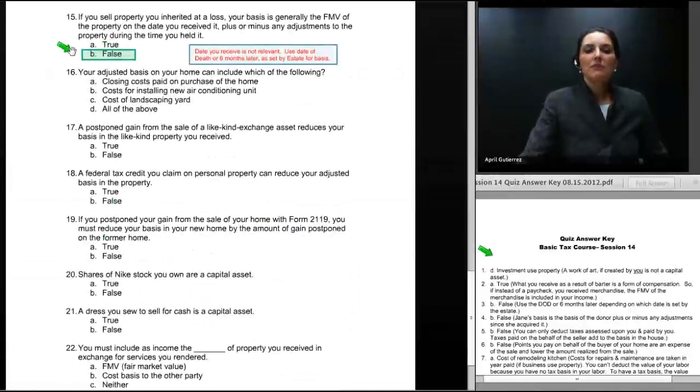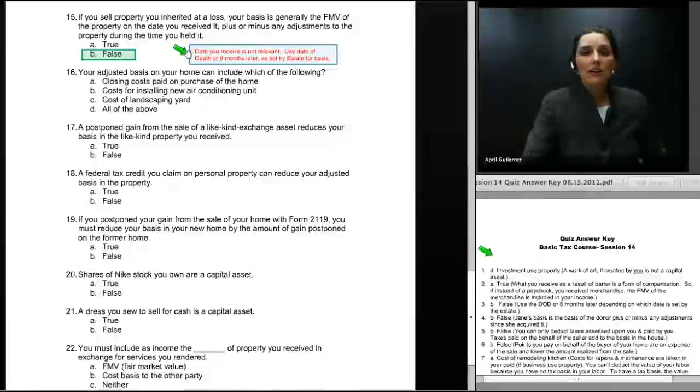15, if you sell property you inherited at a loss, your basis is generally the fair market value of the property on the date you received it, plus or minus any adjustments to the property during the time you held it. Well, that's a big fat false. You have to look to the date of death or 6 months after the date of death, whichever date is established and used by the estate.